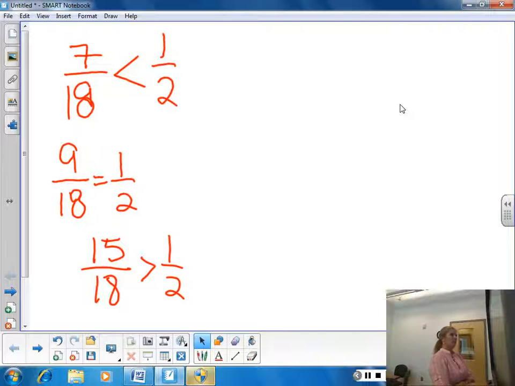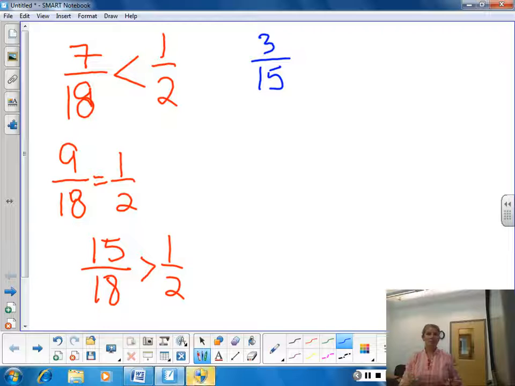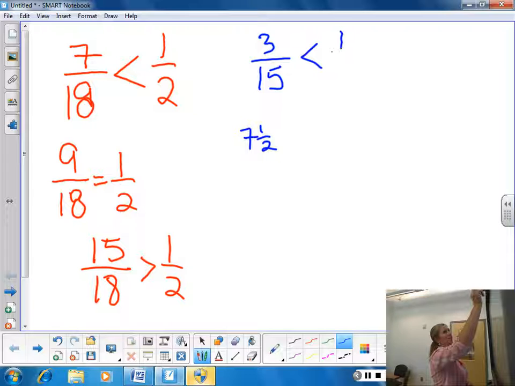Let's say I have 3/15. The reason that's harder is because halfway to 15 is not exact, right? 15 divided by 2, you'd have 7 with a remainder. So 7.5 is actually halfway. So half would look like 7.5, right? Because it's not an exact even number, that's what makes it harder. But definitely 3 is less than 7.5. So we're going to say that 3/15 is definitely less than 1/2.